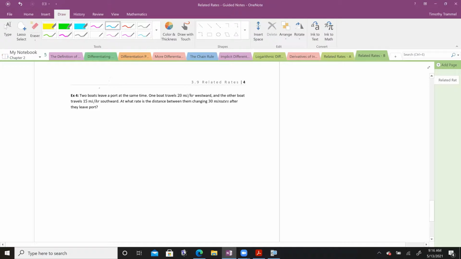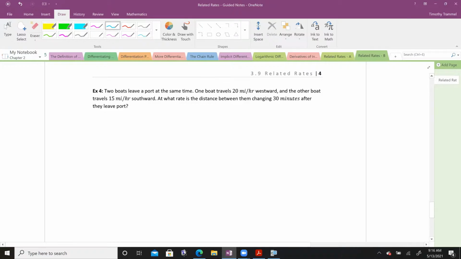Let's take a look. This is our last one of these. We have 2 boats leaving a port at the same time. One of them is traveling westward, so to the west. Let me see if I can get this line tool to work. There we go. We'll just call this boat 1 over here. We'll call this the port. And let's sketch in one more boat. The other boat, the directions say, is traveling southward.